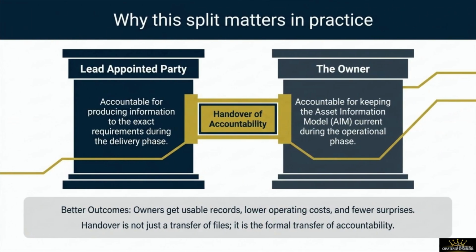Let's summarize why this structural split between delivery and operation matters so much in day-to-day practice. This division of labor establishes clear lines of contractual accountability across the lifecycle. During the delivery phase, the lead-appointed party is contractually accountable for producing and validating information to the exact compiled requirements of the client. Then, once the handover milestone is passed, this accountability formally transfers over to the owner, who becomes responsible for keeping the Asset Information Model, or AIM, current during active operations.